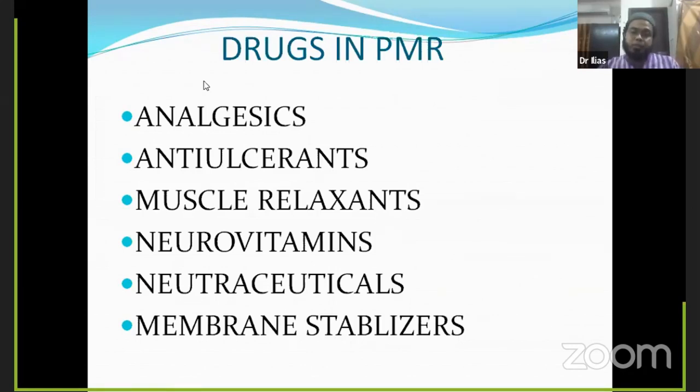And next, I mentioned the anti-ulcerants. Whenever we prescribe an analgesic to the patient, there is some chance of gastritis or peptic ulcer disease. So at that time we must prescribe an anti-ulcerant, in the form of proton pump inhibitors, that is omeprazole, esomeprazole, dexlansoprazole, lots of things are there. So this is also very important along with the analgesics.